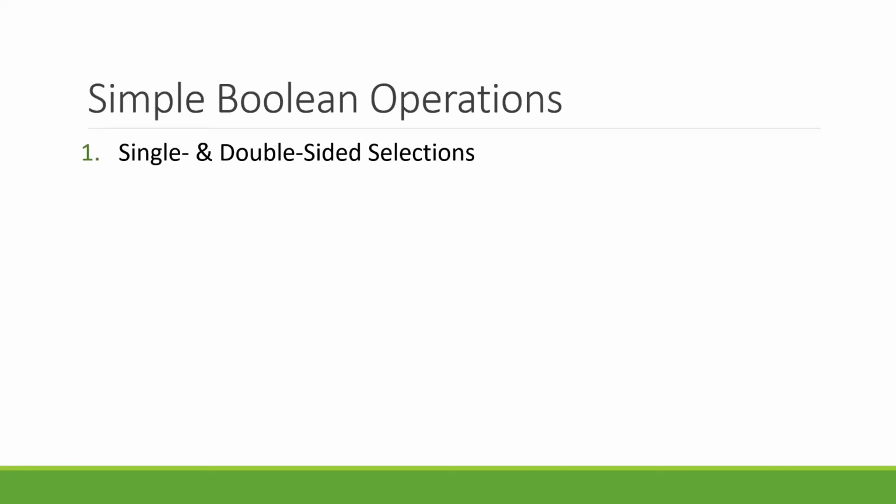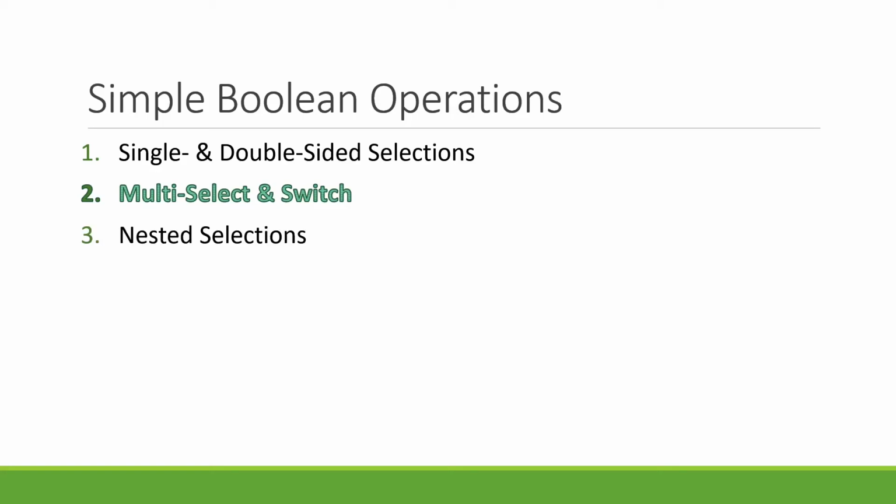In the first video, we looked at single and double-sided selections. In this video, we'll learn about multi-selections and the switch statement. In the third video, we'll see how nested selections work, and in the last video, we'll look at some common errors that programmers often make with selections and how to avoid them.